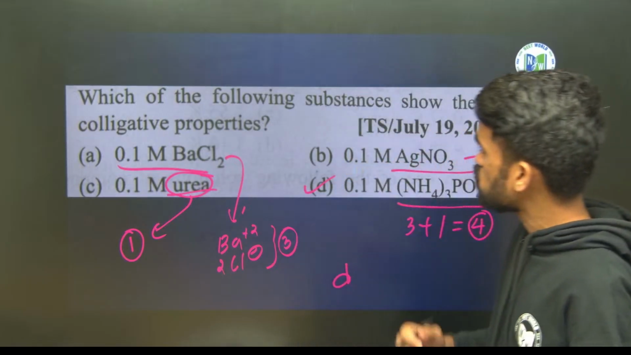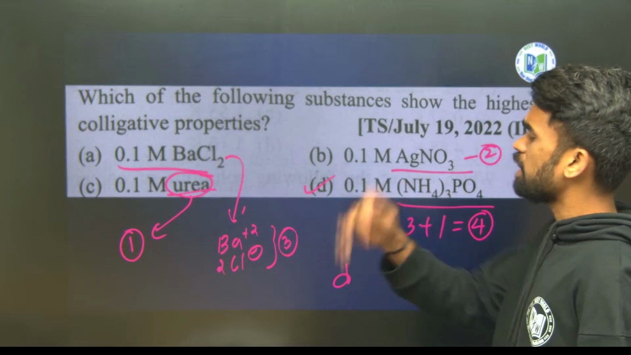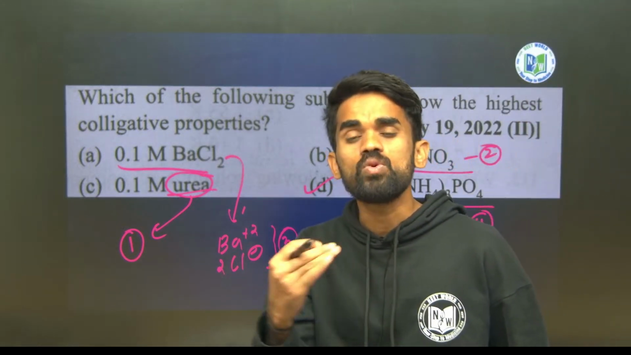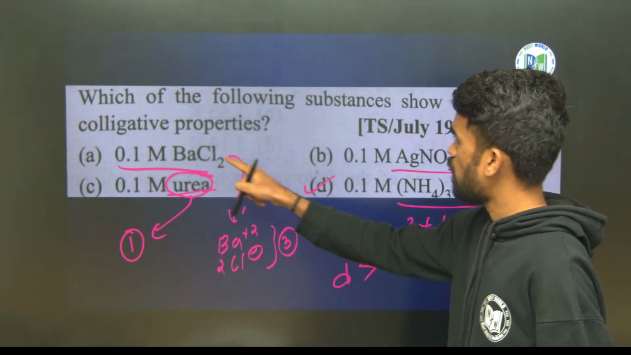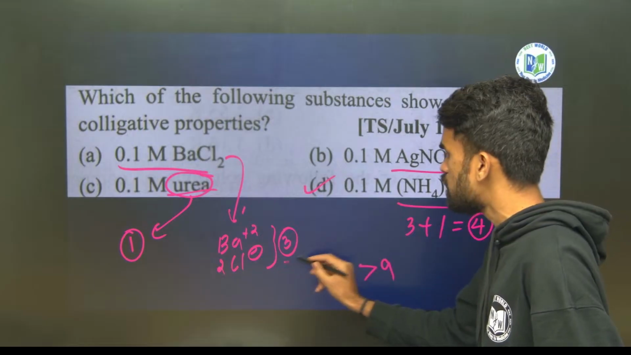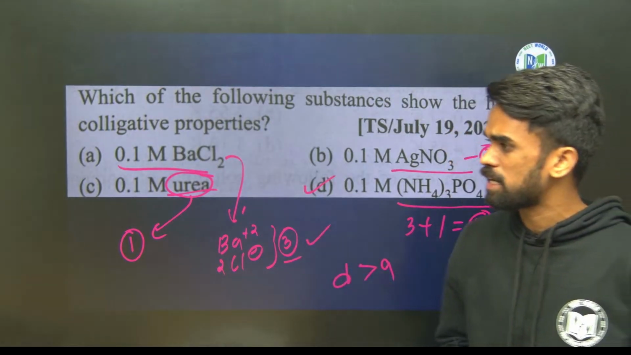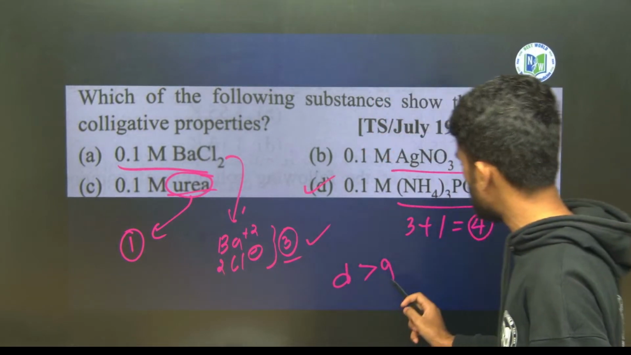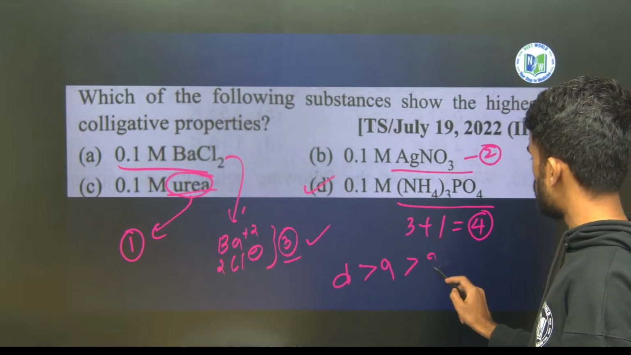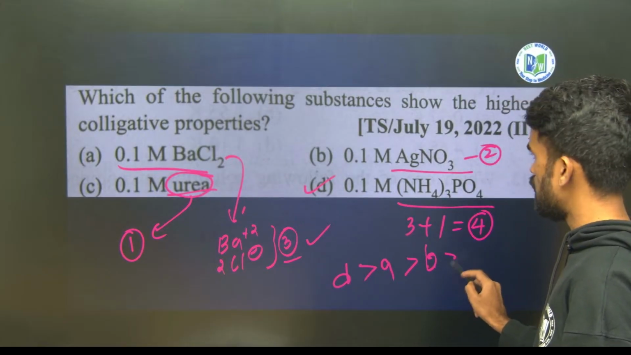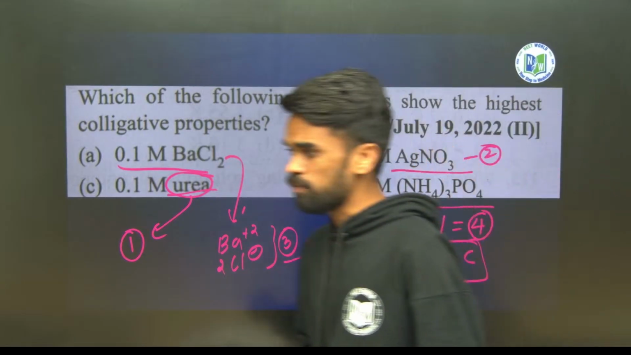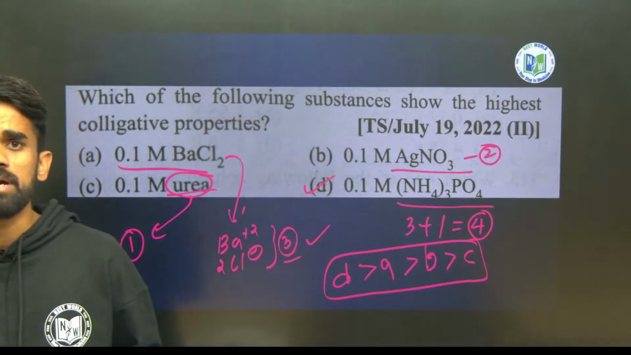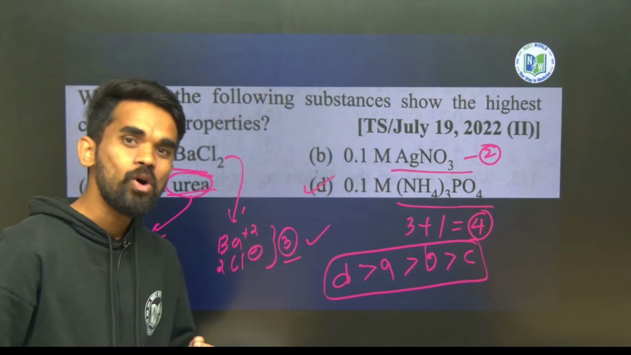And if they ask us to arrange them in decreasing or increasing order of colligative properties, what is your answer? First of all D, and after that in option A, 3 ions are there, so it will have more particles, more colligative properties. After this, 2 ions are there, you take B, and the least is C. So D, A, B, C will be the order of highest to lowest colligative properties. Hope this is clear.